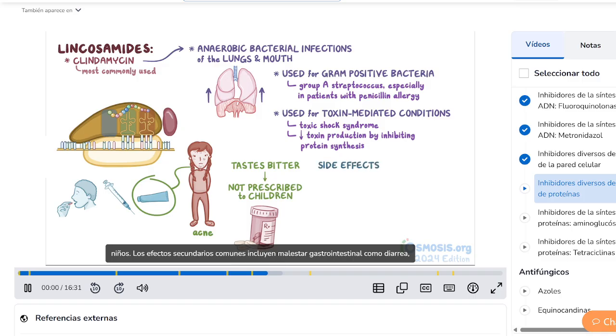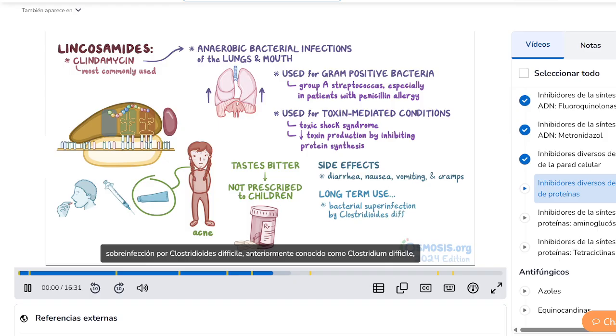Common side effects include GI distress like diarrhea, nausea, vomiting, and cramps. Long-term use can cause bacterial superinfection by Clostridioides difficile, formerly known as Clostridium difficile, which can cause pseudomembranous colitis.